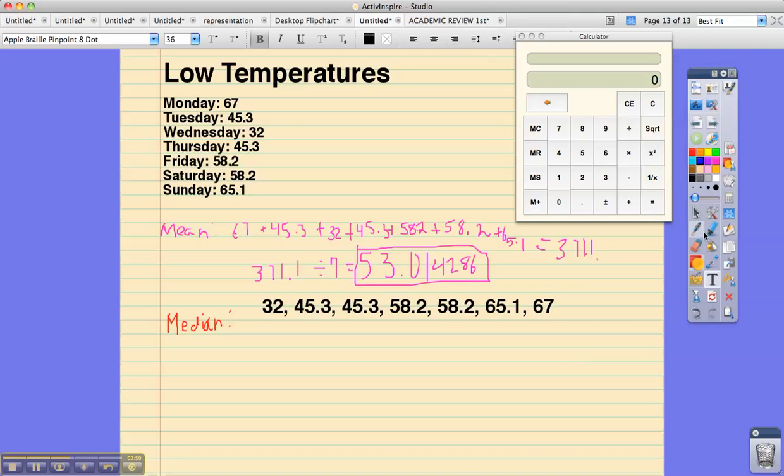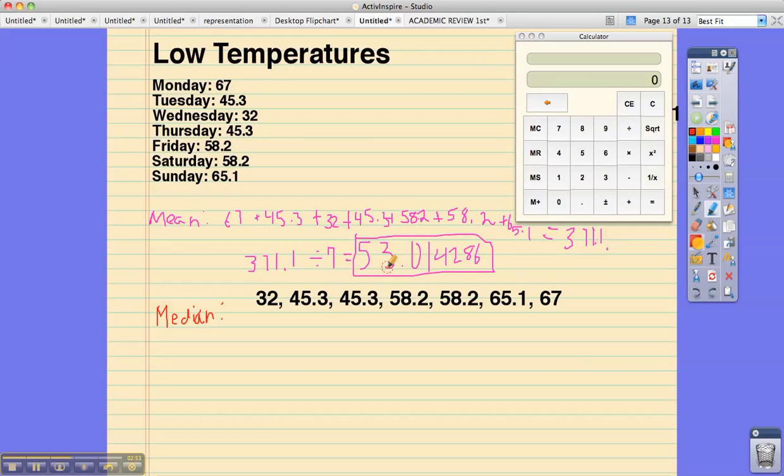So to find the median, we've got to cross them out from smallest to biggest till we get to the center. So I'm going to cross out 32 with 67, 45.3 with 65.1, 45.3 with 58.2, which leaves our median being 58.2. So remember, if there were 2 numbers left in the middle, the way that we would find the median is we would add those 2 together and divide by 2. We'd find the mean of those 2. But this one only had 1 number left in the middle, so our median is 58.2, 58 and 2/10. Easy, easy, easy, just like last year.